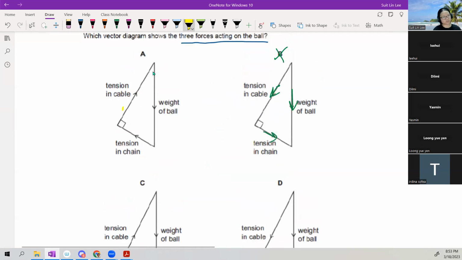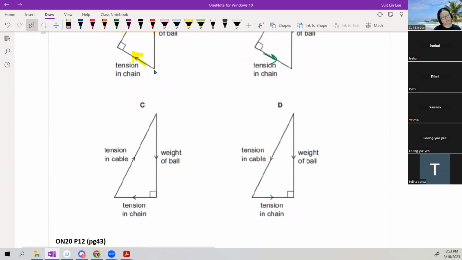A is sort of a cycle. The tension in the cable is going up, the weight is going down, then going up this way. So you can see a nice cycle. This one is also a cycle. So this is still in contention. However, this one is not a cycle. So here plus here is equal to vertically down. So this is not a cycle.